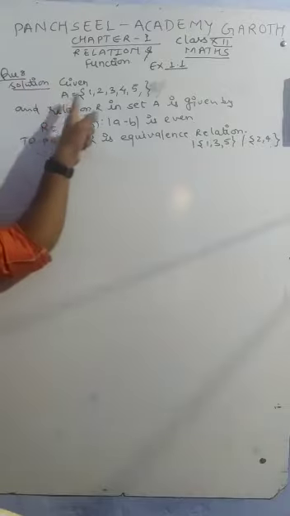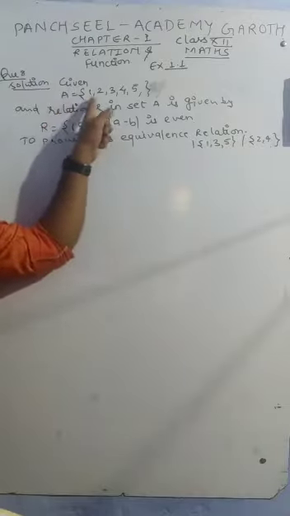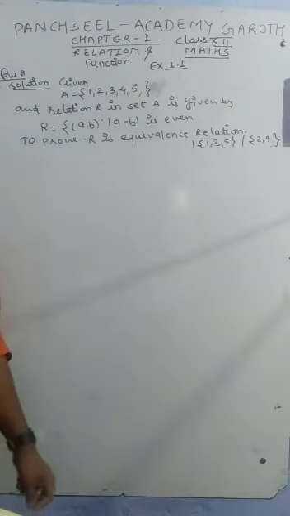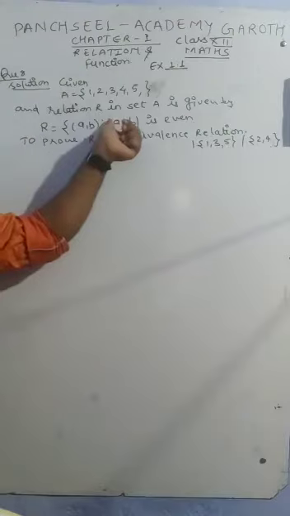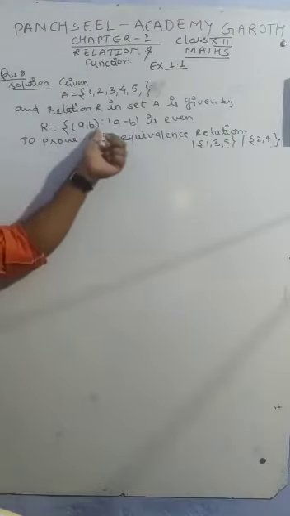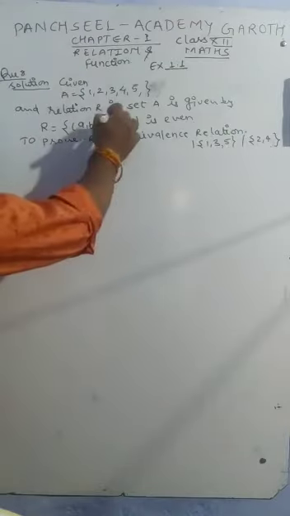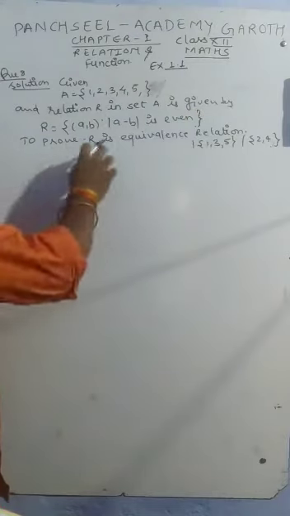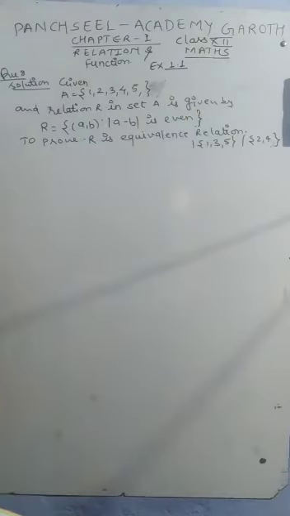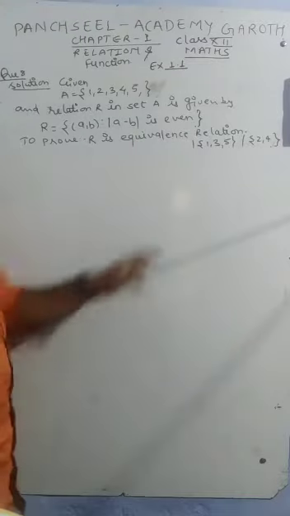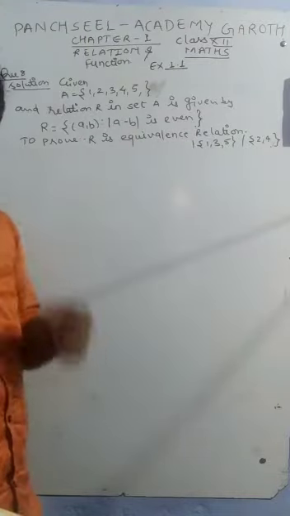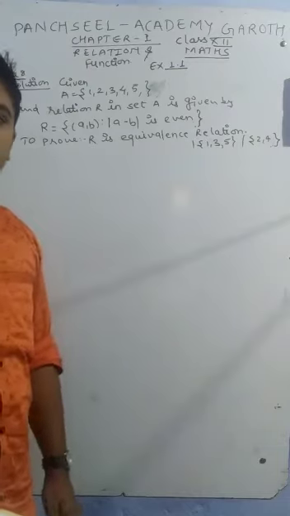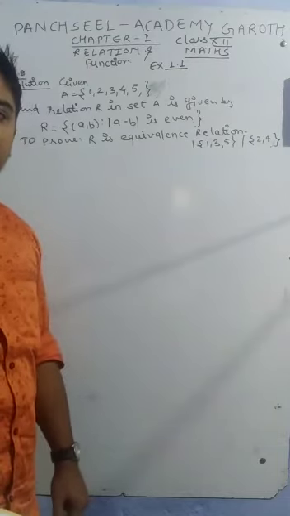Question number first: given the set A, in the set A there are elements 1, 2, 3, 4 and 5. These 5 elements are given in the set A, and the relation R in the set A is defined as R contains the ordered pair (A, B) such that the modulus of A minus B is even, and to prove R is an equivalence relation. This is the another remaining question. You have to refer to the book, and in the book you will see the remaining part of the questions.